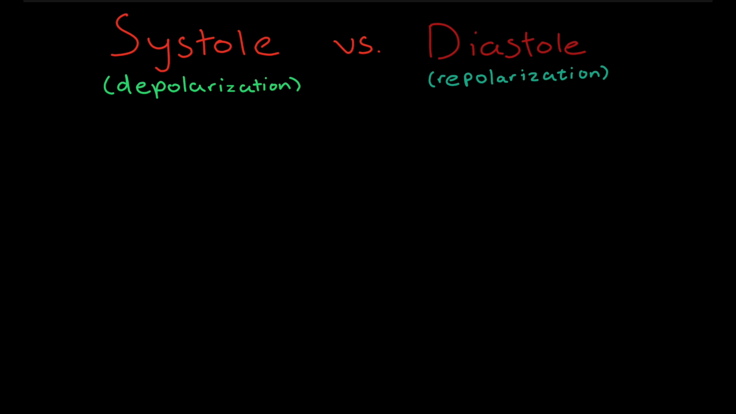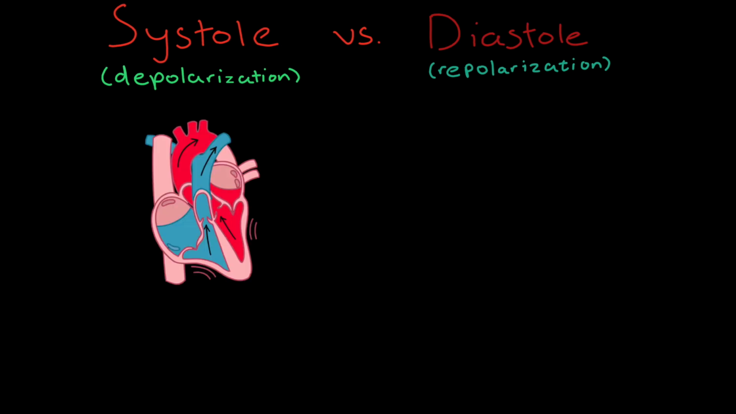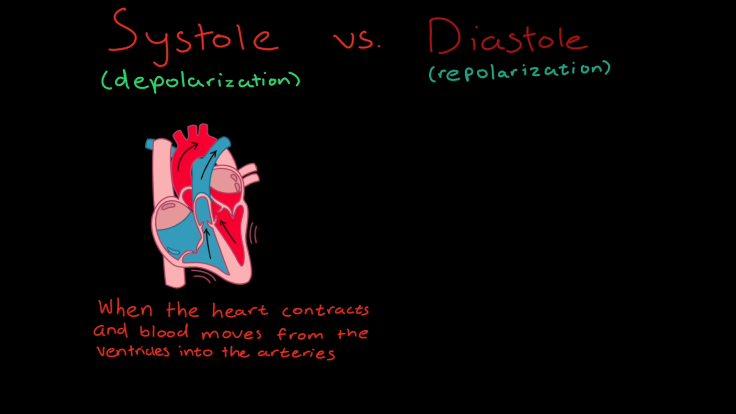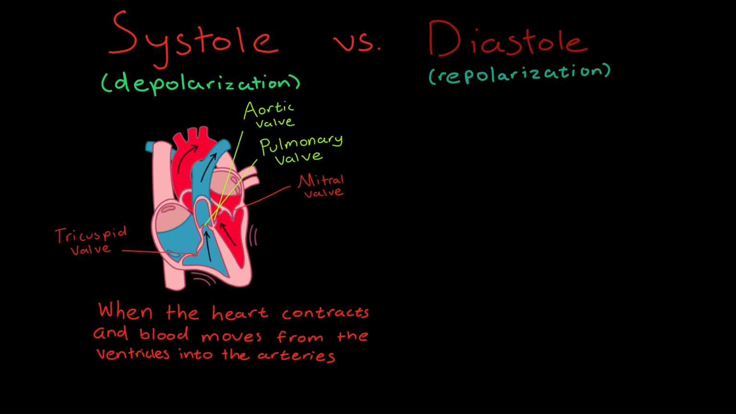Now, systole is defined as a phase of contraction of the heart, which results in the flow of blood through the chambers of the heart, as well as the aorta. Now, in systole, the semilunar valves, which are basically the aortic and pulmonary valves, open, and the atrioventricular valves, which are the tricuspid and the mitral/bicuspid valve, close.